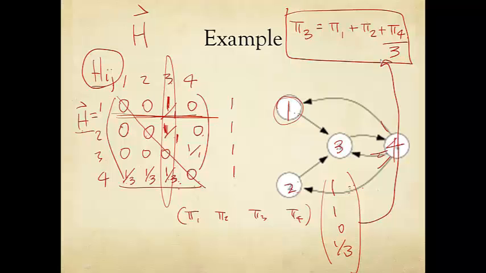This is what you get, right? Pi 1 plus pi 2 plus pi 4 over 3. Aha! If that's the case, then in order to compute these pi's, all I need to do is multiply this row vector on the right by the corresponding column of this matrix H.